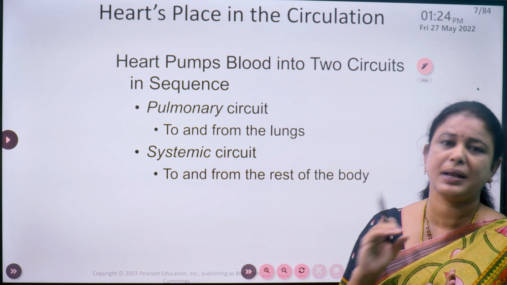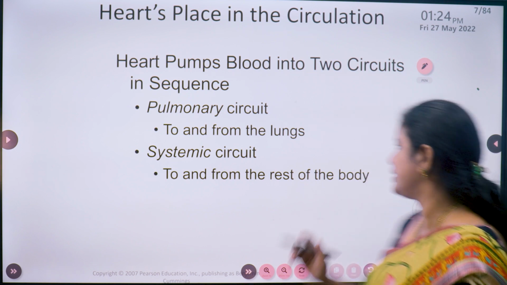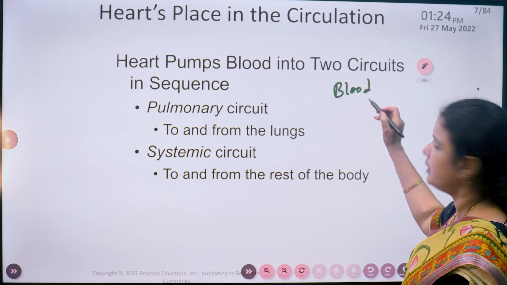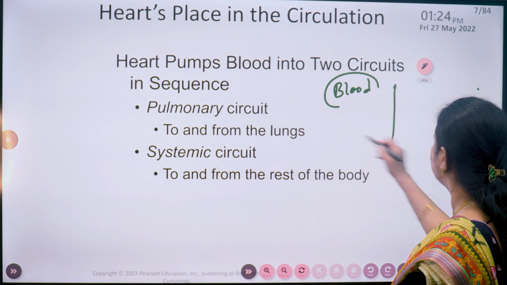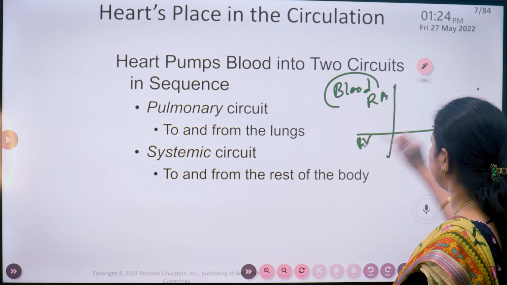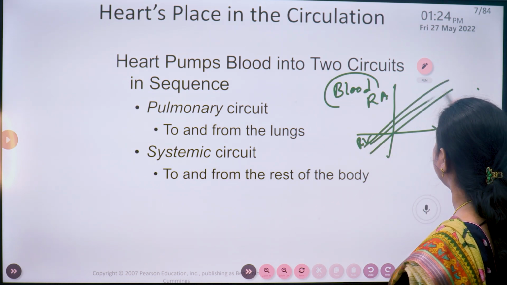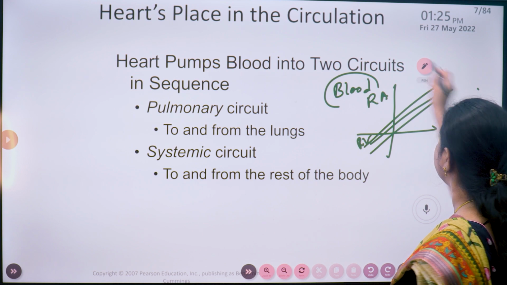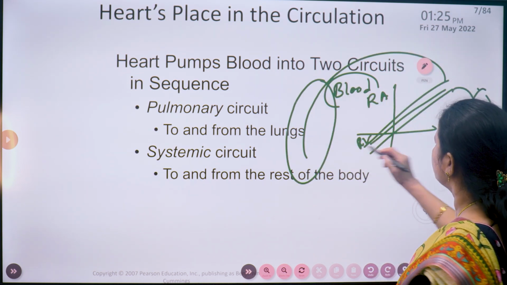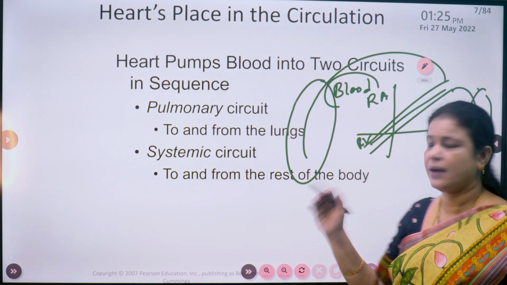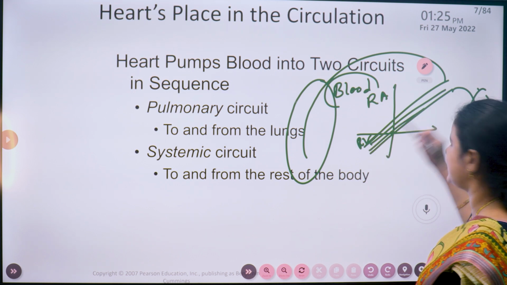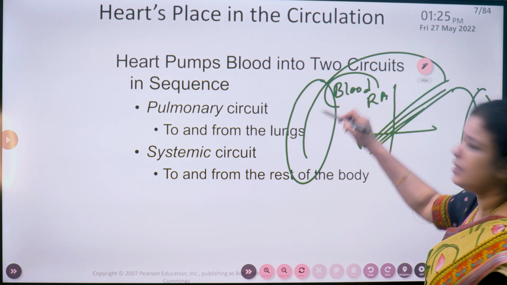That we call pulmonary circulation. Pulmonary circulation means how the blood is pumped to the lungs. From the right ventricle, through the pulmonary artery, deoxygenated blood is pumped into the lungs. The pulmonary artery carries the deoxygenated blood to the lungs.